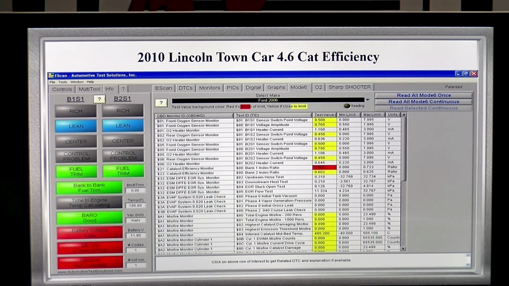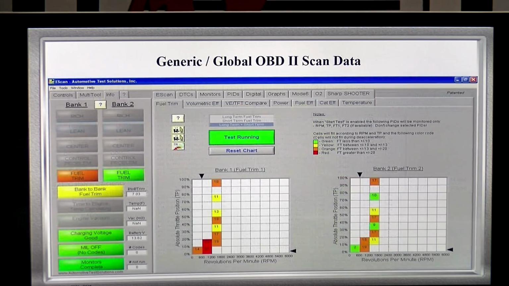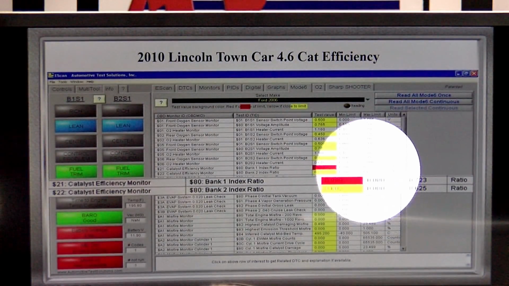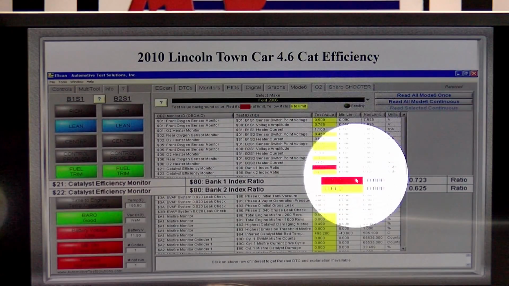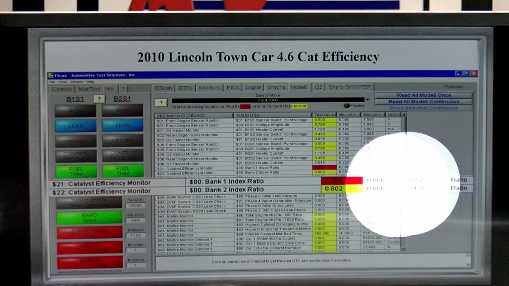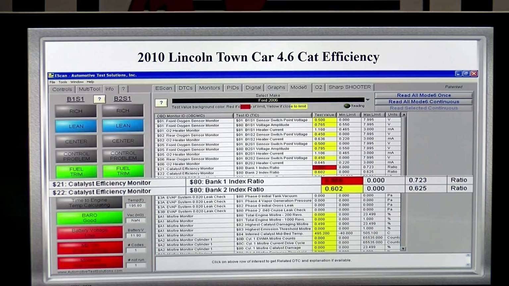So here, looking at Mode 6 data, and this is from the eScan again, you notice here we have the MID, that's the monitor ID, the TID, the test ID, and the CID, the component ID, catalyst efficiency monitor. Bank 1 has 0.988. The minimum is basically 0, and the maximum is 0.723. Well, 0.988, that went way over. That's like someone missing a field goal, isn't it?